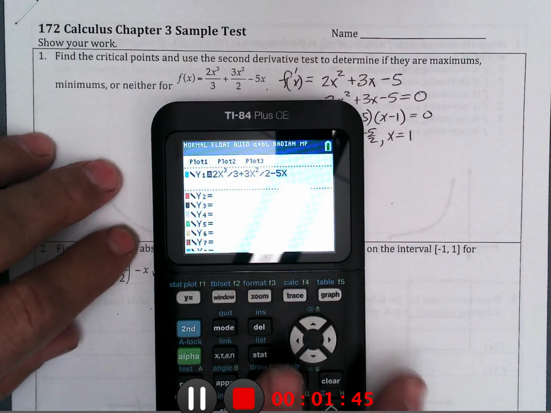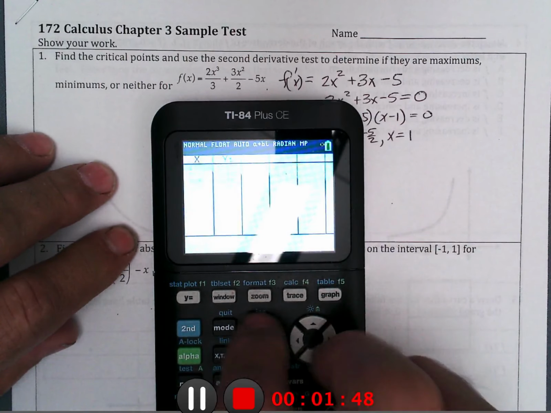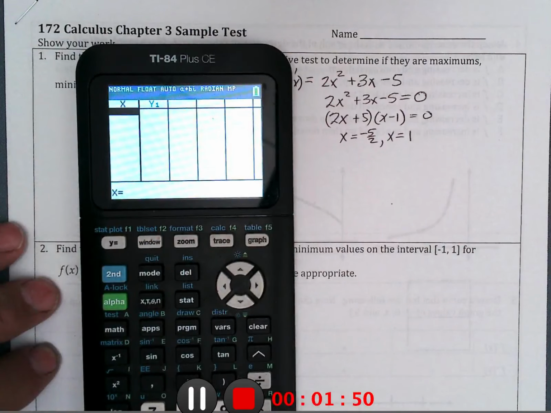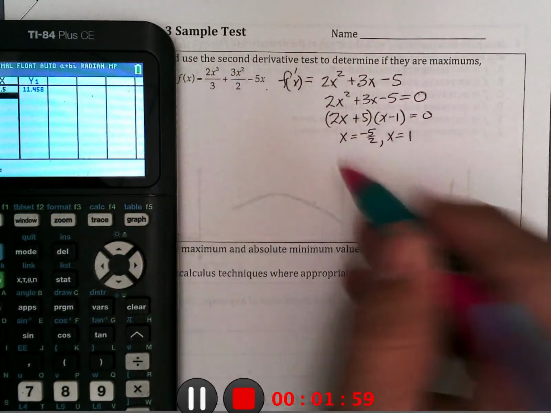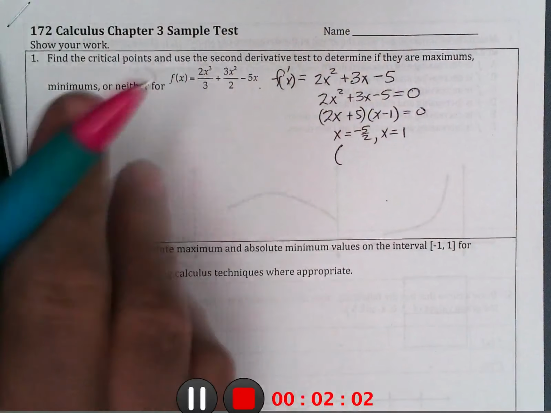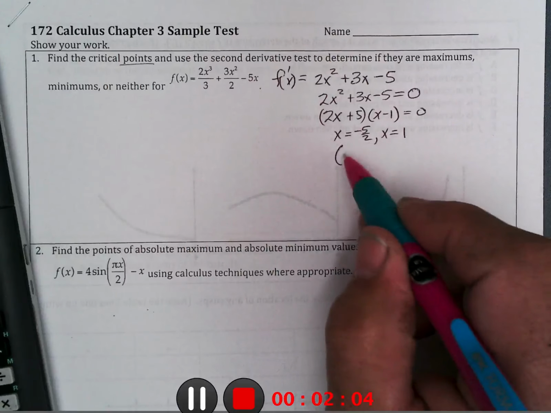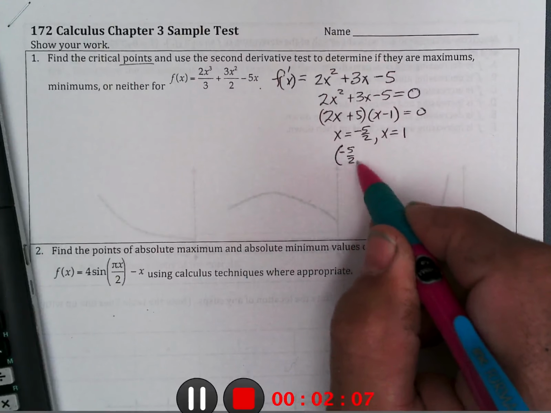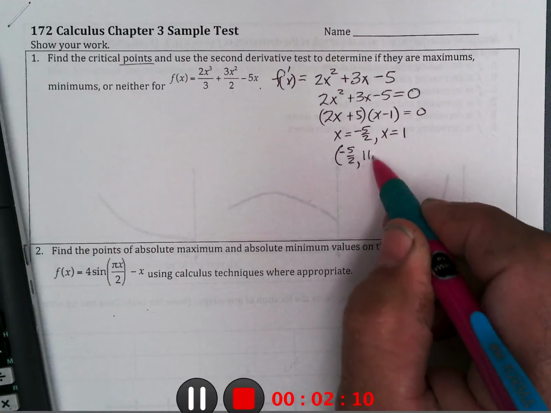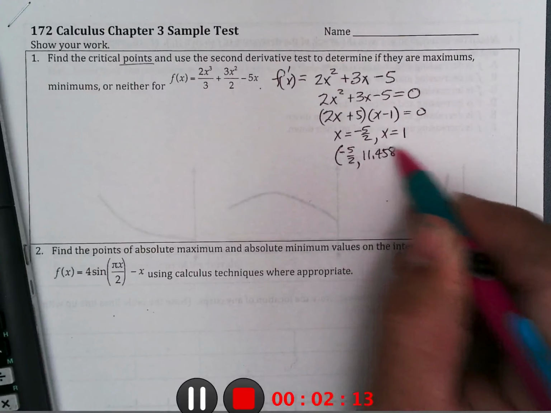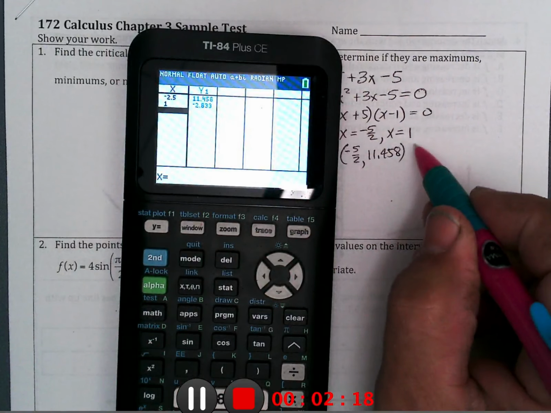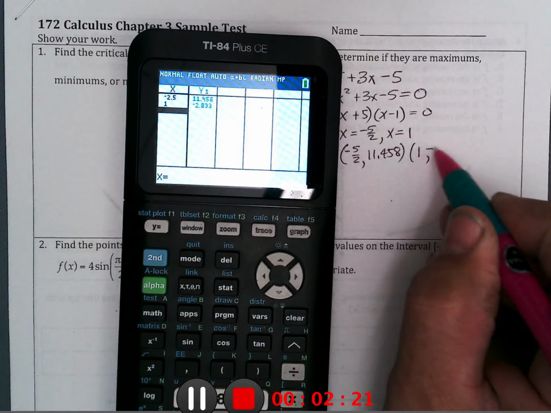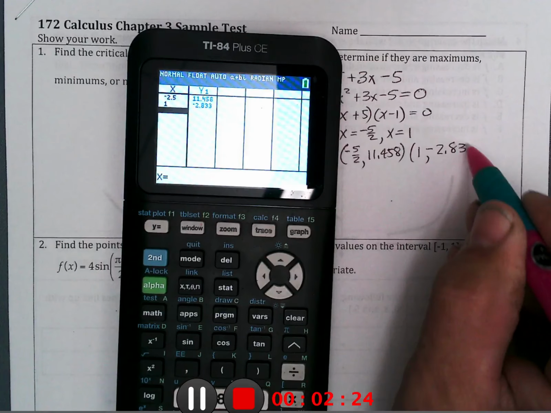The second table, and put in negative 5 divided by 2, and I get 11.4458. So the points, because I said find the critical points, so their coordinates, so minus 5 halves and 11.458. And then if I put in 1, I get 1 comma negative 2.833. Okay?